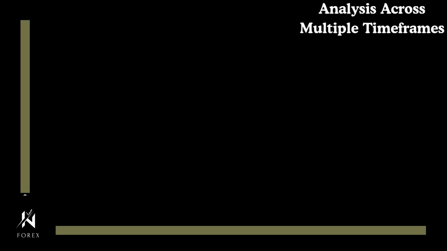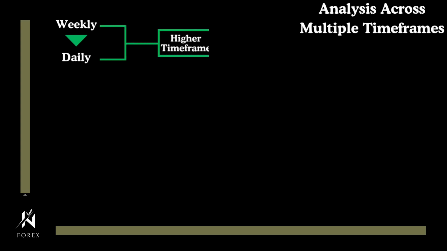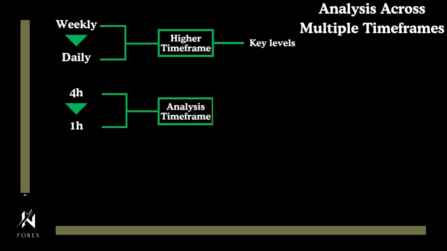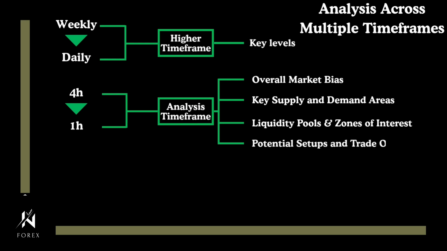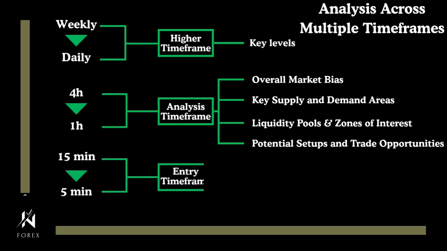Starting with the higher time frames, weekly and daily, which we use solely to spot key levels in the market structure. Next, we work with the 4-hour and 1-hour charts for the bulk of our analysis, including determining overall market bias, key supply and demand areas, liquidity pools and zones of interest, and potential setups and trade opportunities. Finally, we use the 15-minute and 5-minute timeframes when we need additional confirmation and precise entry signals.